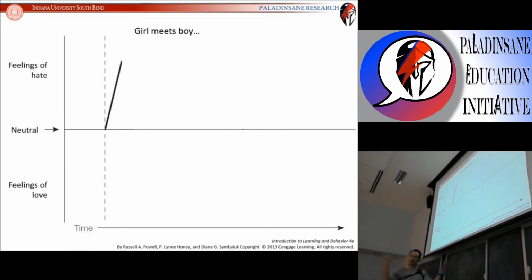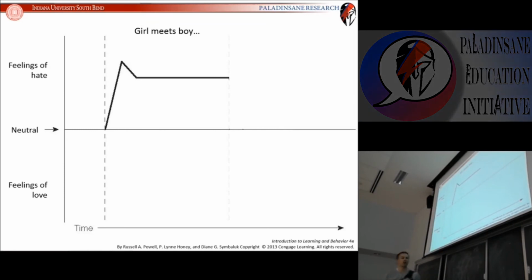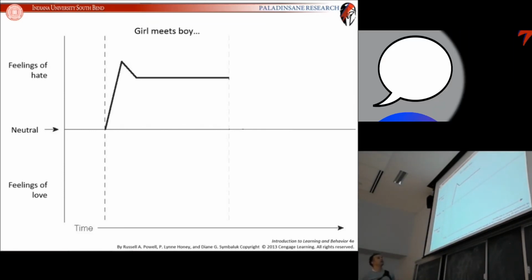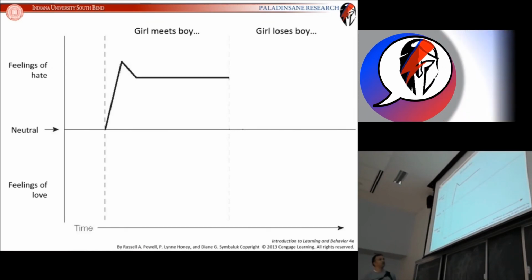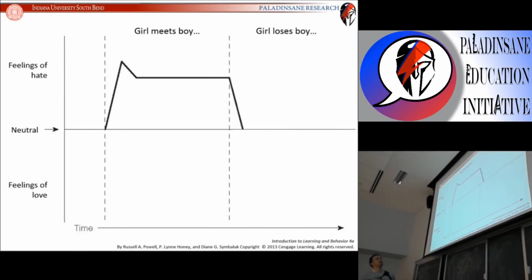Boy walks in, says something inappropriate, steals her cab, bumps into her and knocks down all her papers, whatever it is. Boy meets girl, feelings of hate launch, and she's like, ooh, I can't stand that guy. That stays the entire time that he's there. The entire time they're interacting with each other, we have this feeling of hate, until girl loses boy, and then all of a sudden that stimulus is gone, feelings of hate decrease, and she has maybe some feelings of liking.